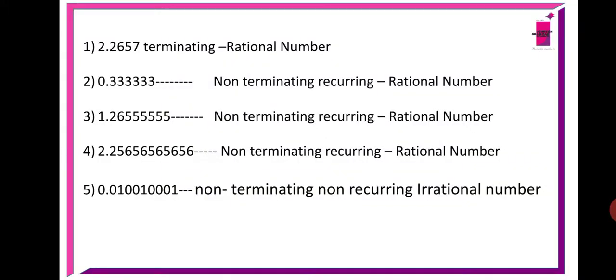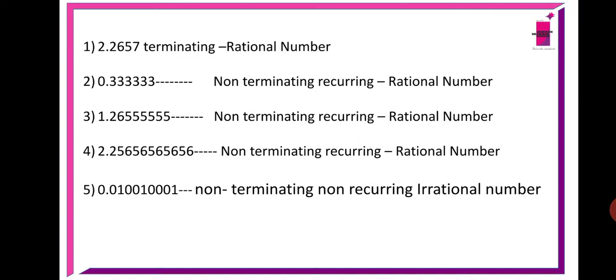You can see I have given examples of definite decimal numbers. 2.2657, it is terminated. There is no extension of the numbers, it stopped at a particular 7. These kinds of decimals are called terminating decimals and it is a rational number. The second example, 0.3333 and so on, it is non-terminating and repeating the same series. So, it is called a rational number.